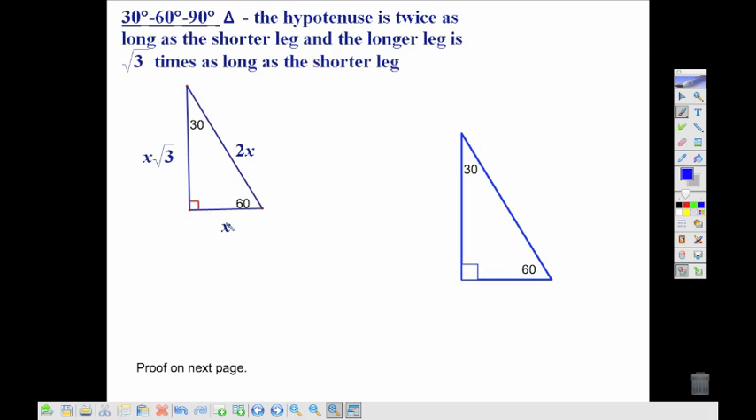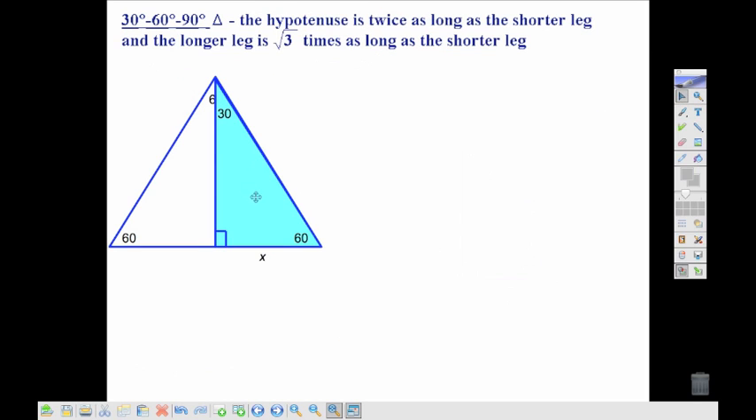A 30, 60, 90 triangle is similar. There's a ratio that always works. It's x, 2x, and x square root of 3. Or we think about if the side is 1, then the hypotenuse would be 2, and the longer leg would be the square root of 3.